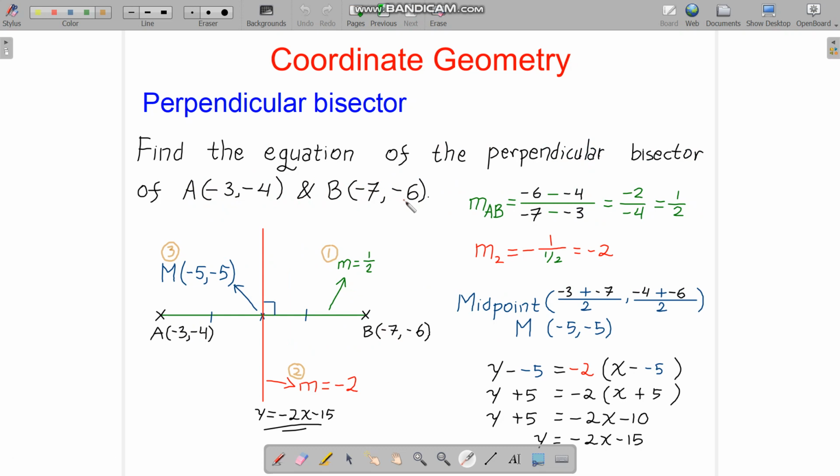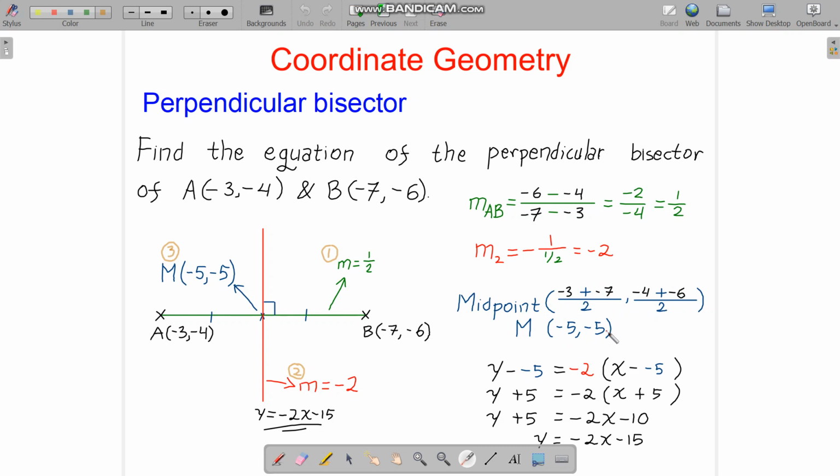So the first thing to do here is to visualize things. You can just draw a simple sketch. We have A, B, and this is the midpoint. You can find the midpoint. So the first step here is to find the gradient of the green line. We can use delta y over delta x. Second step is to find the gradient of the perpendicular bisector. Remember, it's perpendicular. And then you can find the midpoint using the midpoint formula.